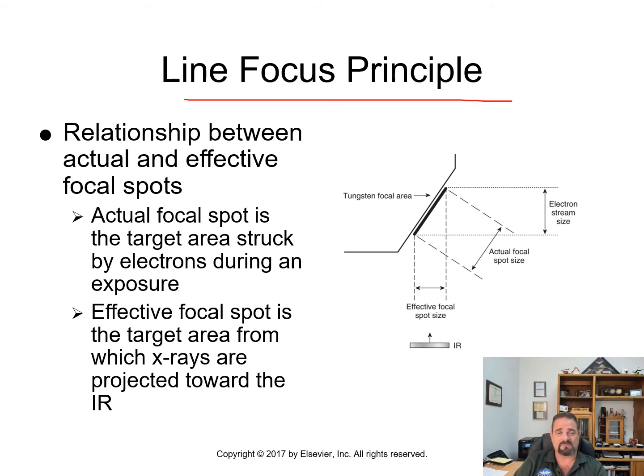Line focus principle: it's the relationship, plain and simple, between the actual and effective focal spots. So here's the tungsten focal area, this is the electron stream size, this is the actual focal spot size, and this is the effective focal spot size, and here is your image receptor. We'll talk about it a little bit later because everything's bounced off of filters and mirrors in most of your X-ray machines in order to truly get a good focus and reduce the amount of radiation applied to the patient. So the effective focal spot is the target area from which the X-rays are projected towards the image receptor.